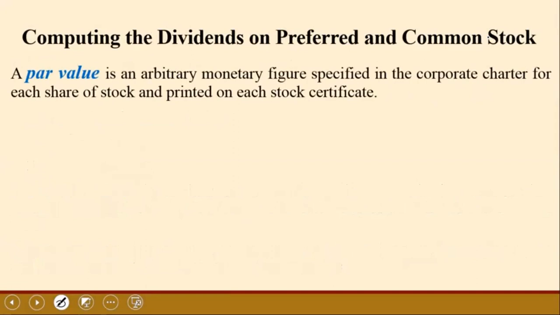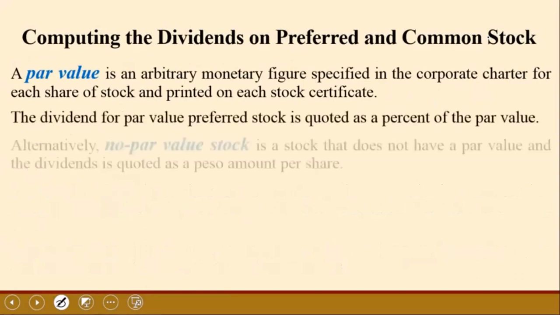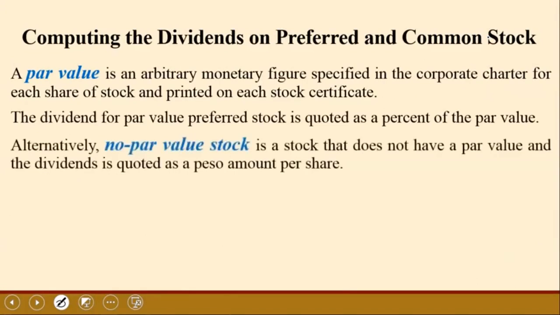Okay? Yan. So, par value is an arbitrary monetary figure specified in the corporate charter for each share of stock and printed on each stock certificate. Okay? So, the dividend for par value preferred stock is quoted as a percent of the par value. Okay? And alternatively, no par value stock is a stock that does not have a par value, and the dividend is quoted as a peso amount per share. Okay? Yan. So, peso amount per share. Yung preferred stock kanina, percent of the par value. Okay?